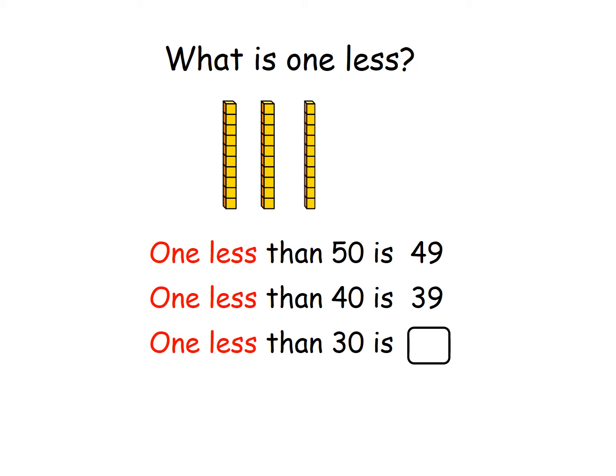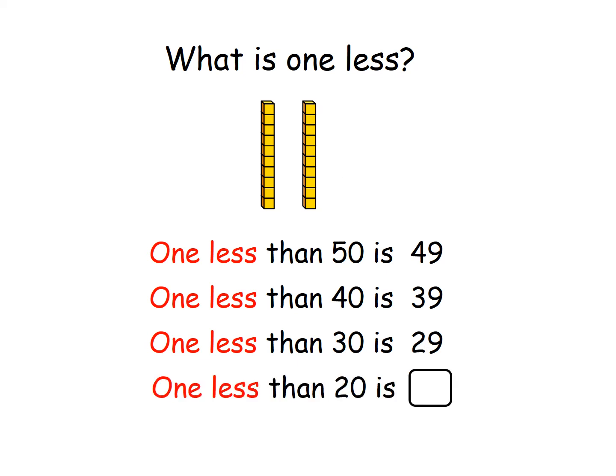And again, look, I need to exchange my 10 stick for 10 1s. Now I can take 1 away. So I have 2 10s and 9 1s. What is my number? 1 less than 30 is 29. Okay, now I've got 20. 1 less than 20 is, going to take that 10 stick away to help me, swap it for my 10 1s. Now I can take 1 away. I've got 1 10 and 9 1s.